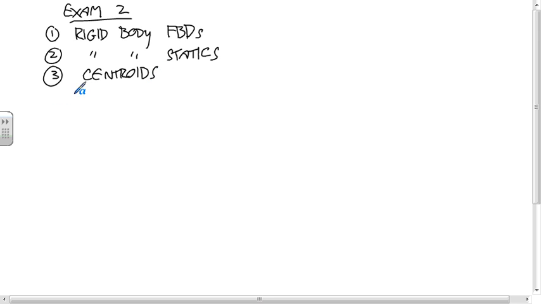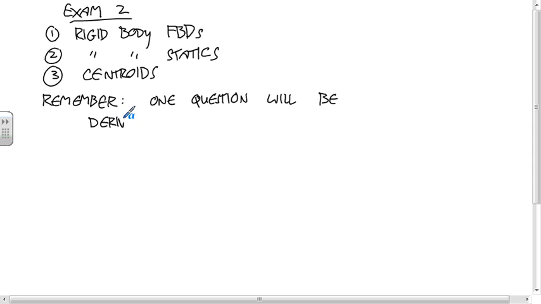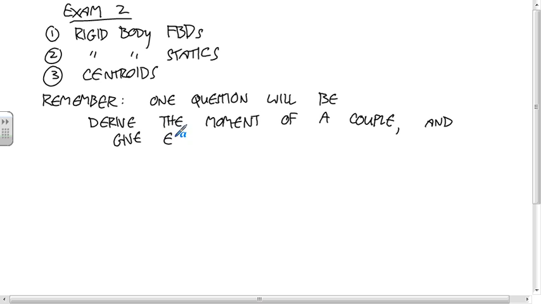And remember, one of the questions on here will be: derive the magnitude, or the formula, for the moment produced by a couple, and give an example of how that works. So, come up with an example problem and show how that formula works.